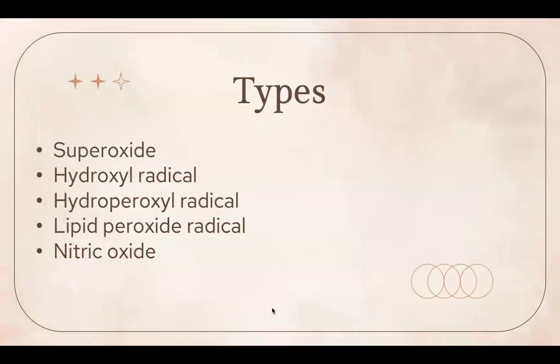So what are the different types of ROS? We have superoxides, hydroxyl radicals, hydroperoxyl radicals, lipid peroxide radical, and nitric oxide. ROS is a broader term that we use, and within ROS we have different types of free radicals. We have free radicals, and then we have non-free radicals, right? So ROS is just the broad term that we use. It's like an umbrella term.